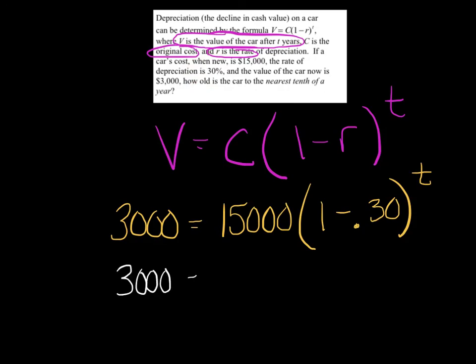I'm going to say 3,000 equals 15,000. And instead of calling that 1 minus 0.3, do it in your head or type it in the calculator. That's just 0.7 to the t. And look how it looks so much nicer already. All right, you've got this one on your own. Pause it, see if we get the same thing.